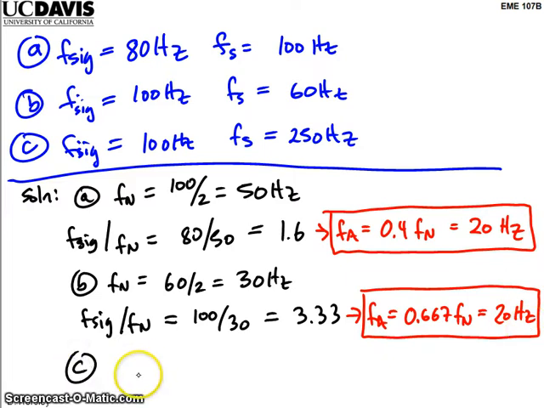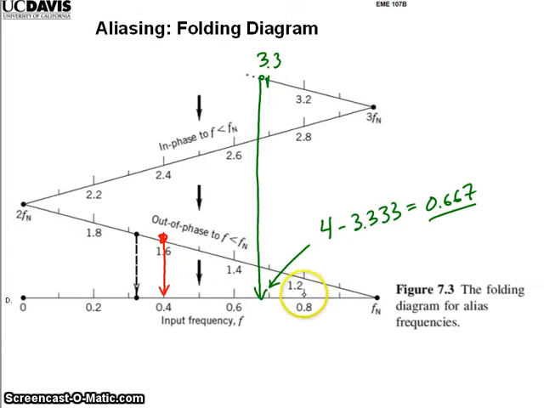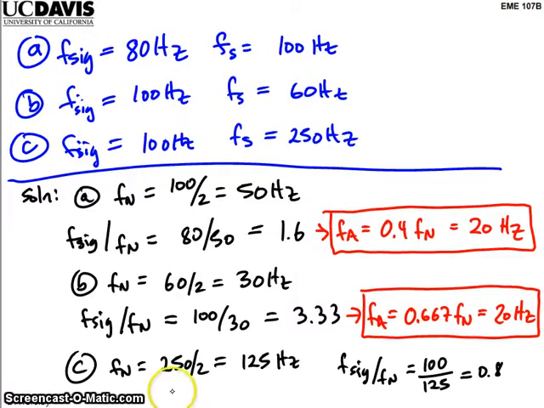In the last example, the Nyquist rate is 250 over 2, 125 hertz, and we see that the signal is 100 over 125, and so that works out to be 0.8. Okay, and if we look back at the folding diagram, 0.8. Or maybe I should do them in the second color. 0.8. Okay, so it ends up being there's no aliasing.